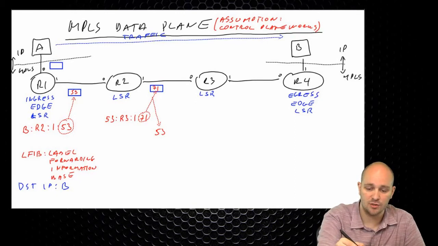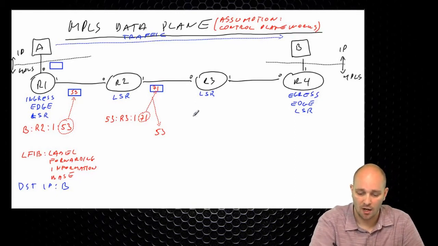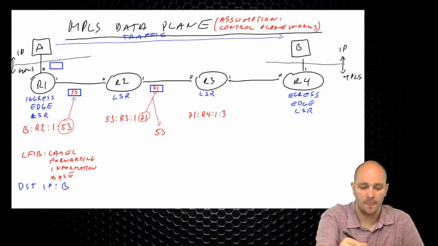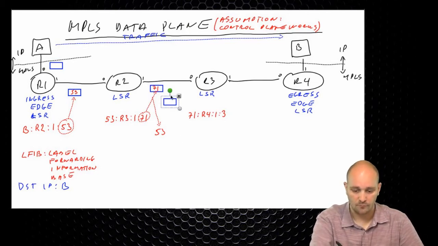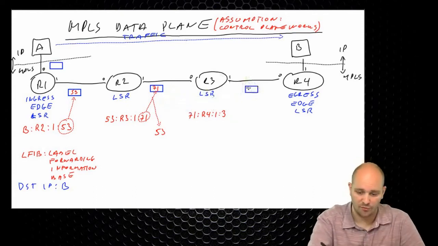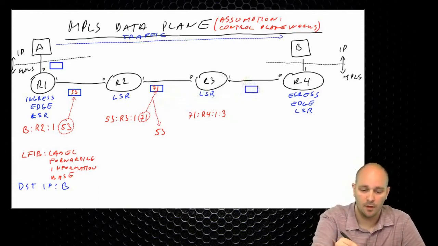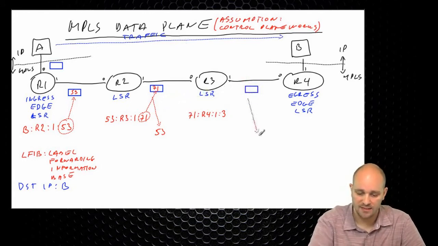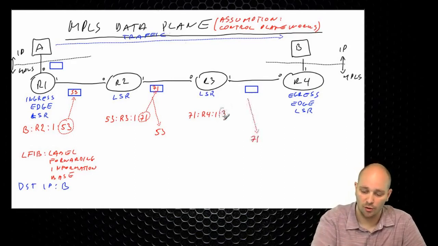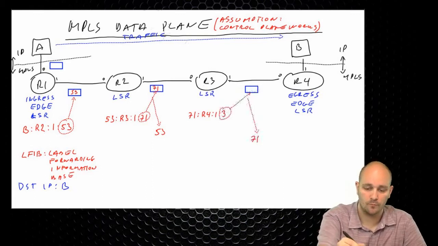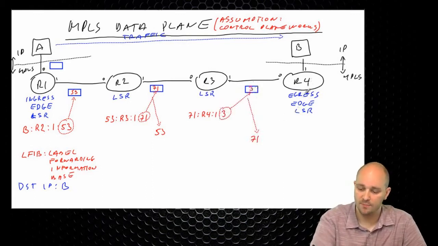Now, similar thing is going to happen on R3. R3 is now going to have entry in its own LFIB that says 71 needs to be sent to R4 out of interface number 1, with, let's say, label number 3. So this packet now arrives to R3. So what happens on R3 is we are going to drop this label 71. We are getting rid of it. And instead, we are going to install label 3 on the packet. And then we are going to forward this packet to R4.